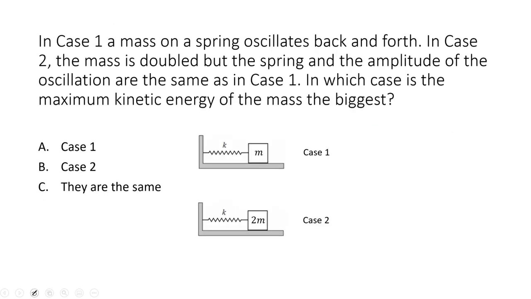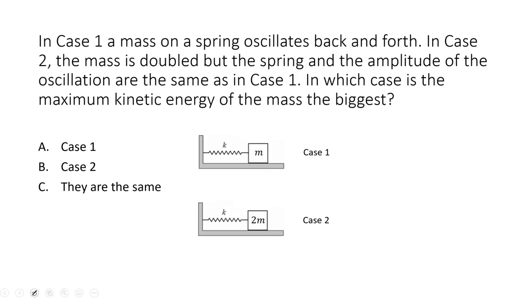Okay, so let's do another example here. So in case 1, we have a mass on a spring that's oscillating back and forth. In case 2, the mass is doubled, but the spring is the same and the amplitude of the oscillation is the same as well. And so we want to know in which case is the maximum kinetic energy of the mass on the spring biggest.